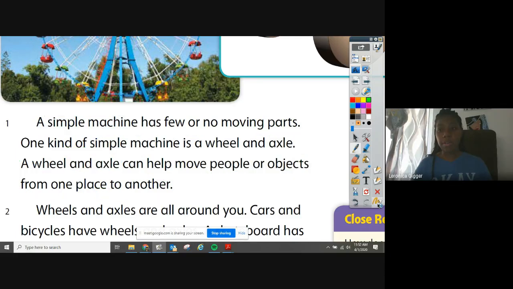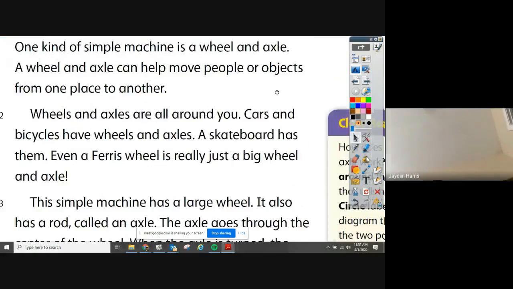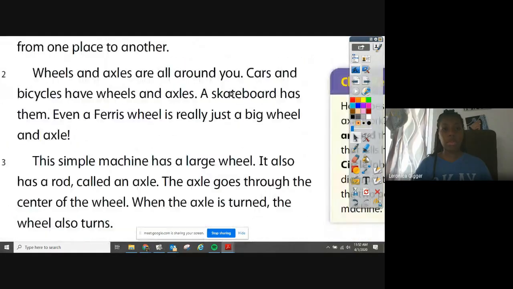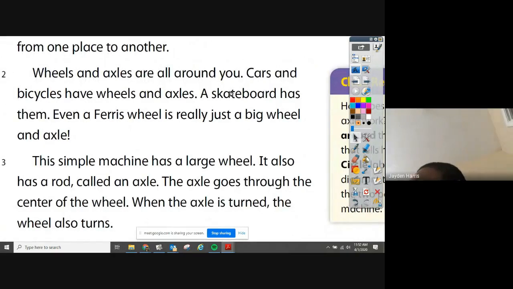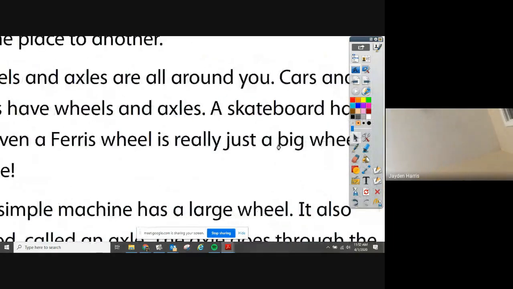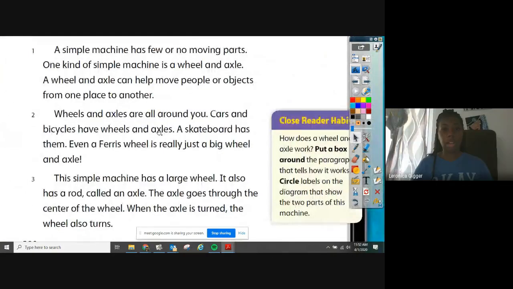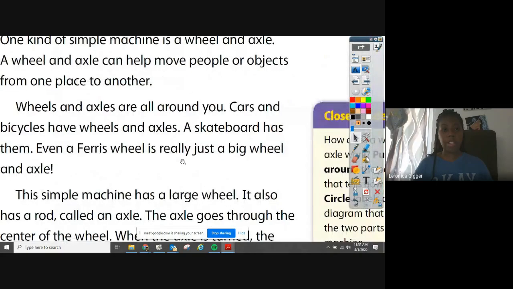Moving along to paragraph 2. Let me scoot it up. Oh, too big. Oopsies. All right, I think it's going to have to be left, right about here. There we go.